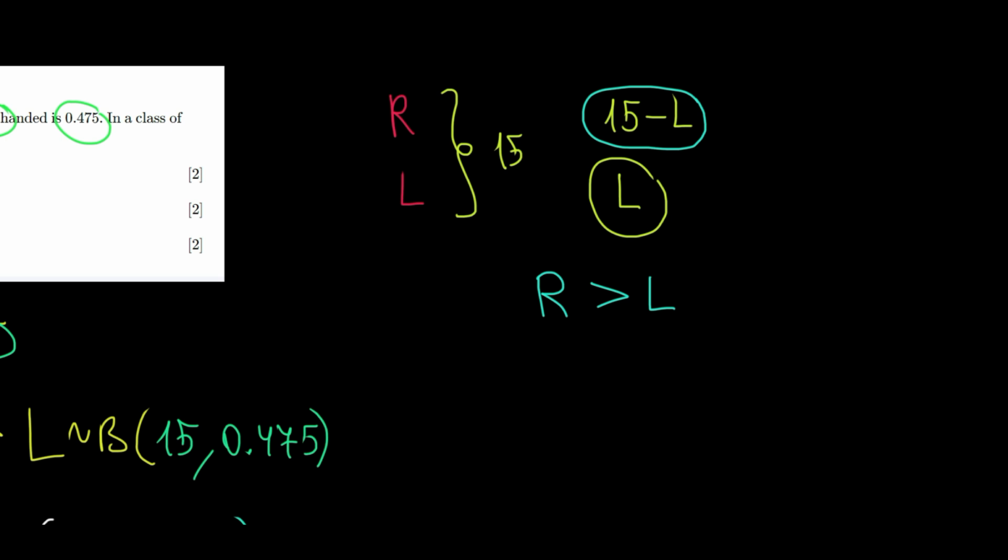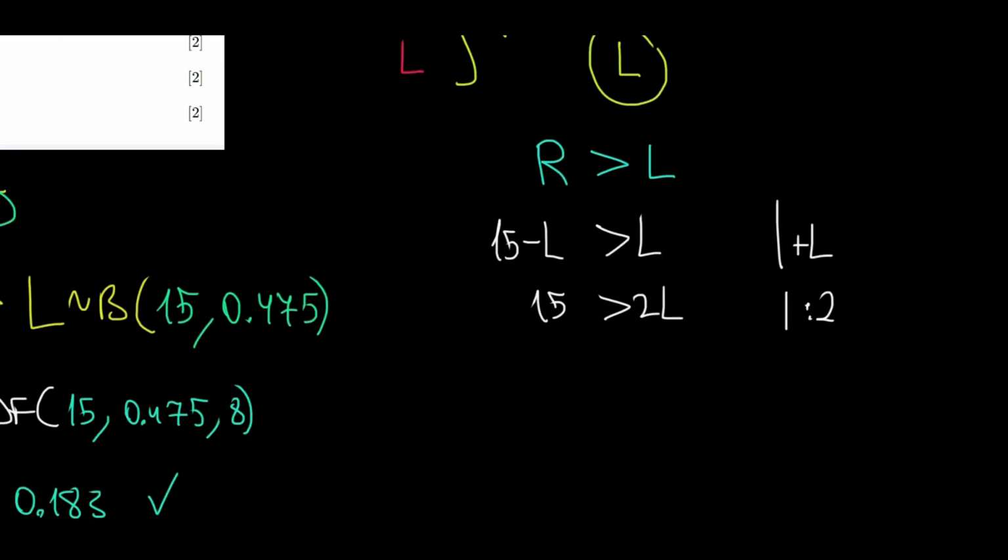And then we're going to do some substitutions. 15 minus L greater than L. Solve the inequality. Add L on both sides. So you have 15 greater than 2L. Keep solving. Divide both sides by 2. 15 divided by 2 is 7.5. 2L divided by 2 is L. In conclusion, you can say now that L is going to be less than 7.5.